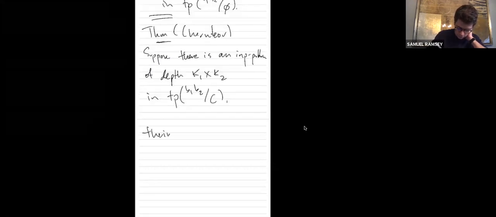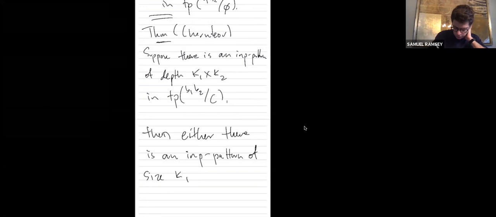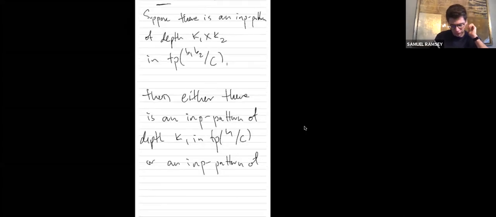Then either there is an IP pattern of size kappa 1 in the type of B1 over C, or an IP pattern of, and again I said size, and I should have said depth. It doesn't matter. Shelah defined IP pattern, but he didn't define this cardinal kappa, which we're calling the depth.